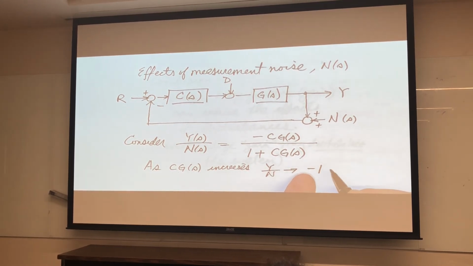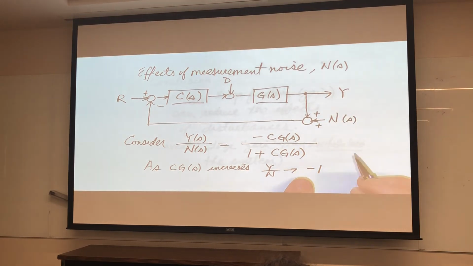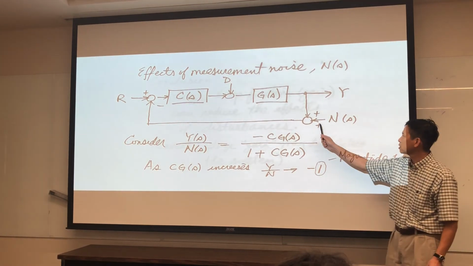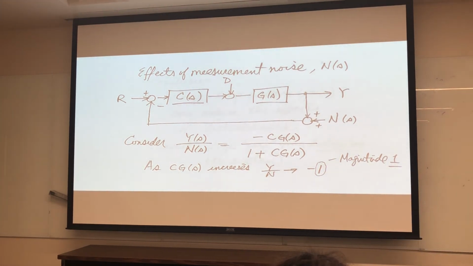okay, so this minus sign simply means that if the noise signal increases a little bit, my output is going to respond by going in the opposite direction. But the magnitude is still 1. Magnitude is 1. And of course, we could also easily change the sign from minus to plus if this had been a minus sign.